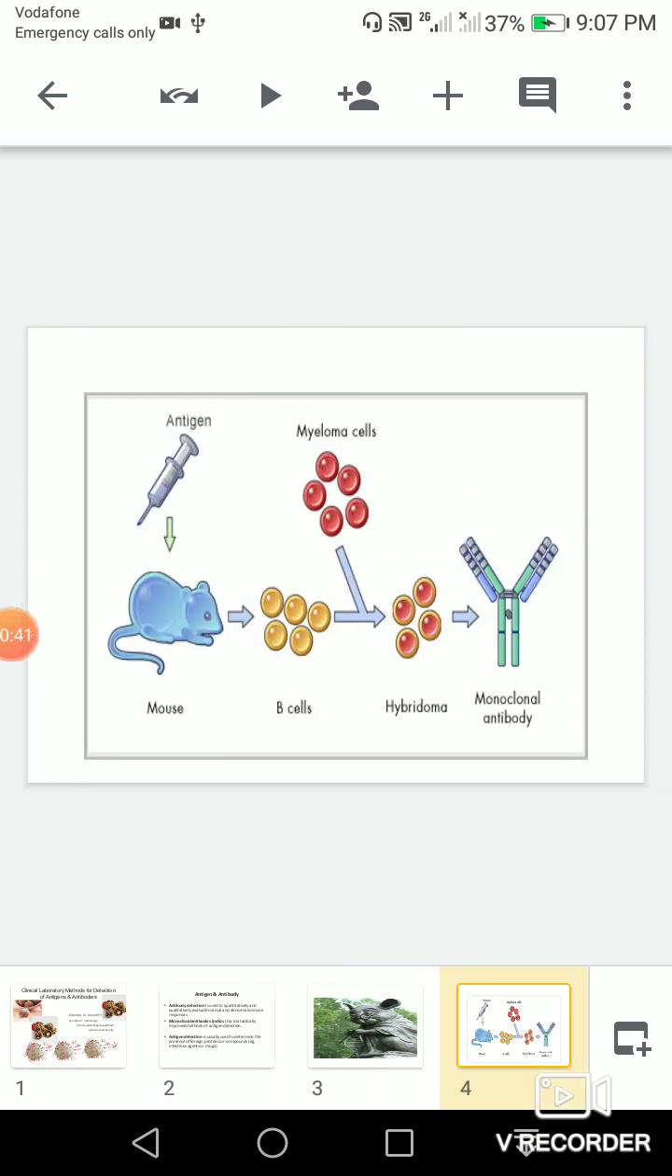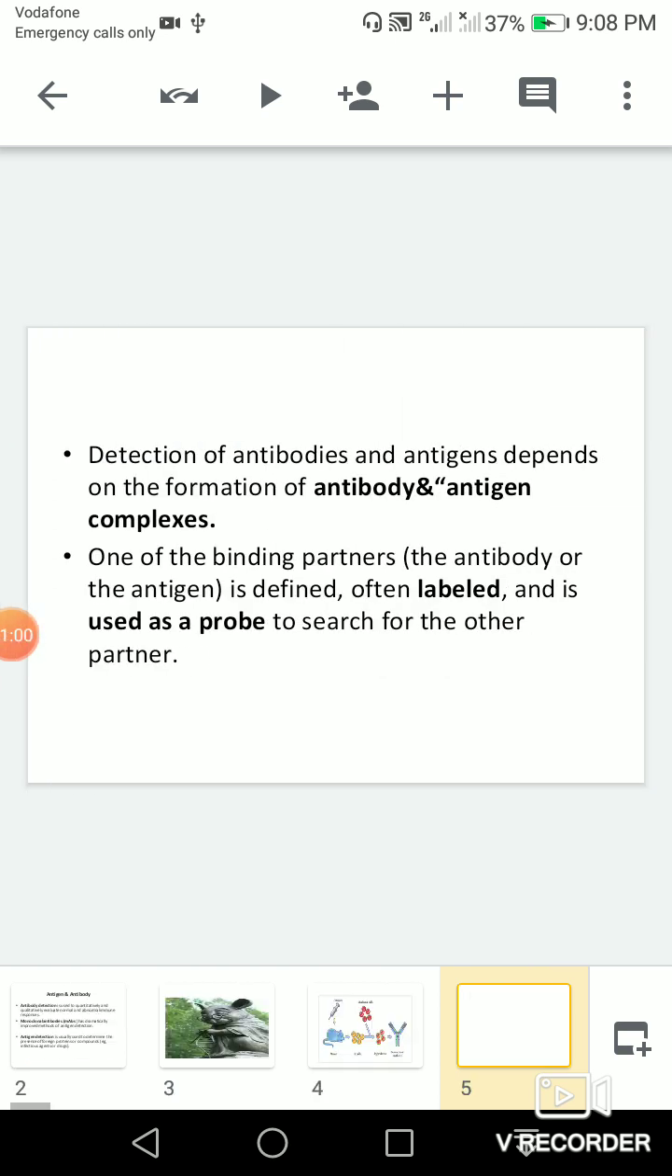Here is the hybridoma, by which an antigen is introduced into a mouse, by which the mouse will produce B cells. The combining of both myeloma cell and B cell will enhance the formation of a huge amount of monoclonal antibody specific against this antigen, and this technique is known as hybridoma, which helped in the antibody and the antigen detection. The detection of antibodies and antigens depends on the formation of antibody and antigen complexes.